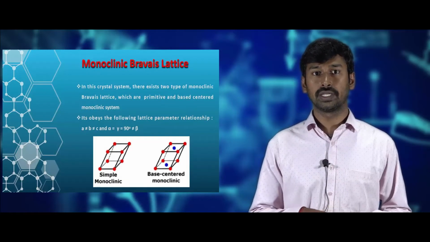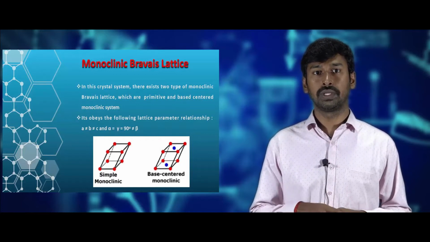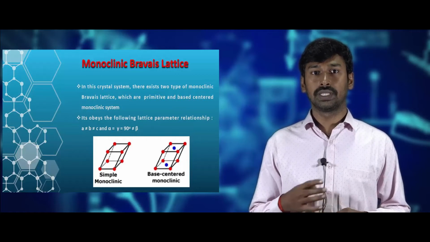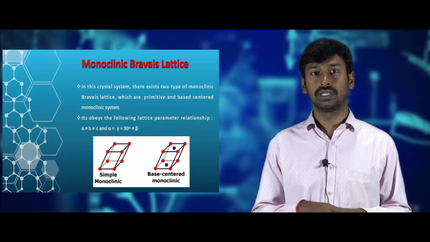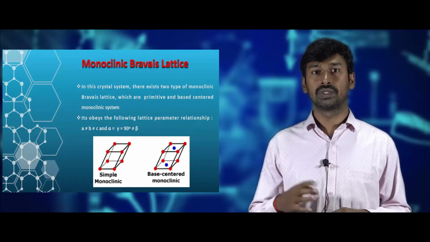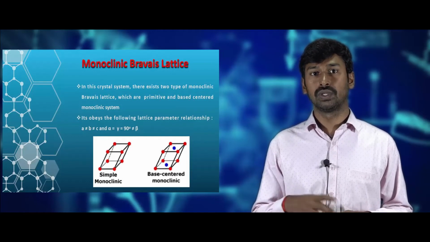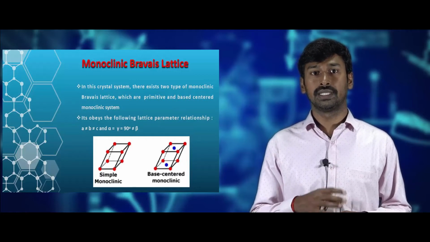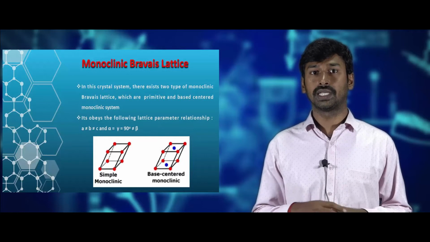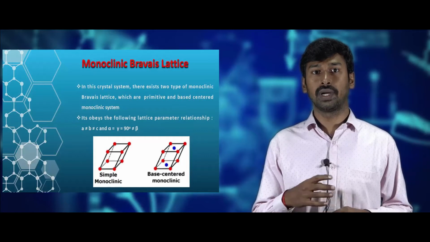The second one is the monoclinic Bravais lattice. In this crystal system, there exist 2 types of Bravais lattice, which are primitive and base-centered. It obeys the following lattice parameter relationship: a is not equal to b, b is not equal to c, and alpha is equal to gamma is equal to 90 degrees, which is not equal to beta. The figure illustrates the two Bravais lattices of the monoclinic crystal system. The first is the primitive cell, in which atoms are arranged at the 8 corners of the unit cell. The second is base-centered, in which atoms are arranged at the corners of the unit cell and also at 2 faces of the unit cell, that is the top and bottom faces.